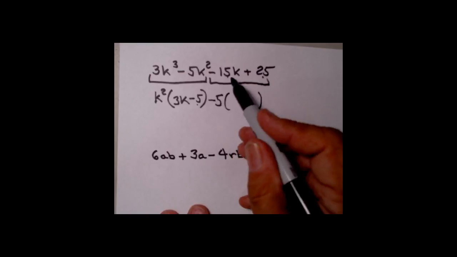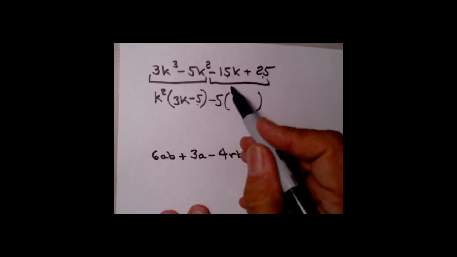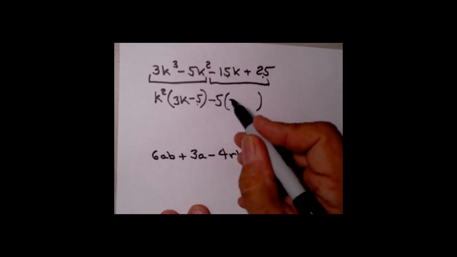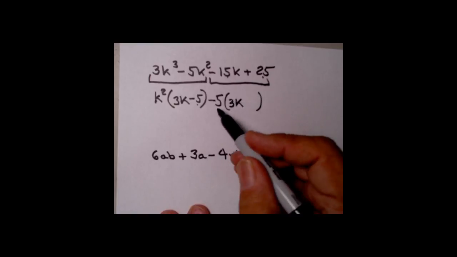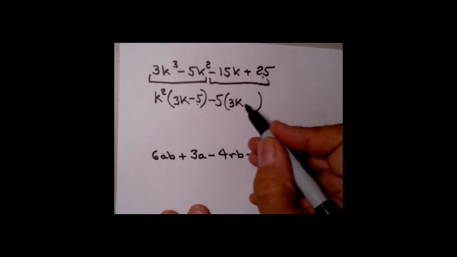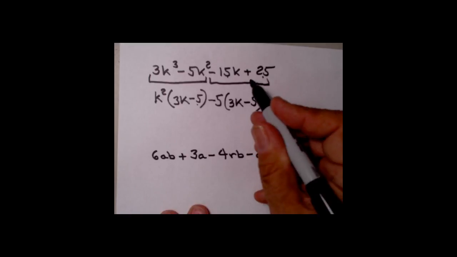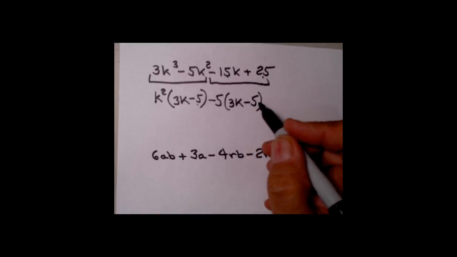Now, what do we have to multiply minus 5 by to make it look like negative 15k? Well, it looks to me like it's 3k. What do we have to multiply negative 5 by to make positive 25? Well, let's see, how about minus 5? Because minus times minus will give me plus. 5 times 5 will give me 25. Well, look at this.